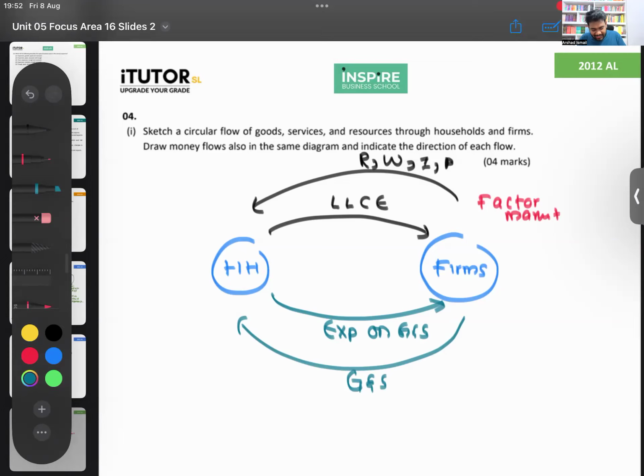You can also add the financial sector. I feel it's not necessary now because they're only saying households and firms. But if you want, you can talk about how some of the income from households goes into the financial institutions. Right? Financial institutions in the form of what?